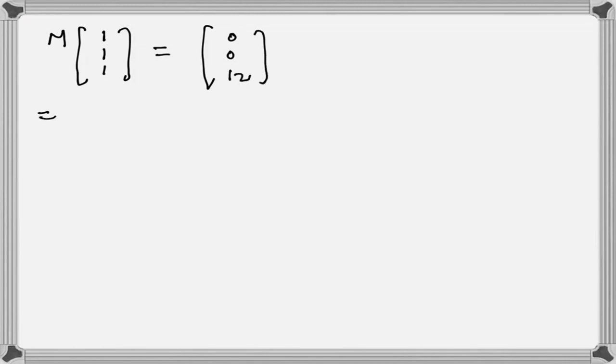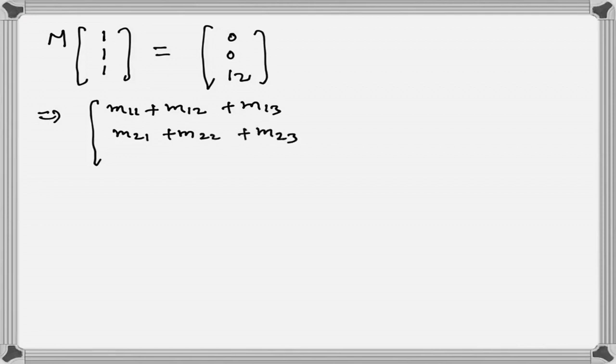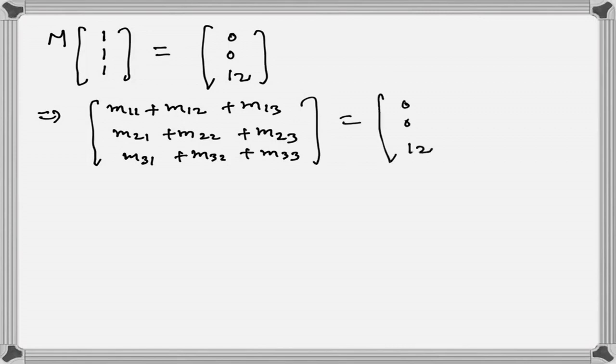So the last equation is [1 1 1] equals [0 0 12]. So this implies that M11 plus M12 plus M13, M21 plus M22 plus M23, M31 plus M32 plus M33, this is equals to 0 0 12.